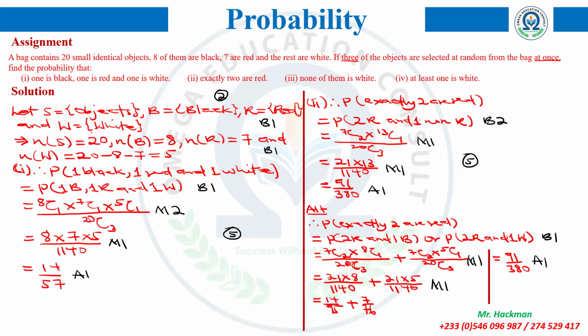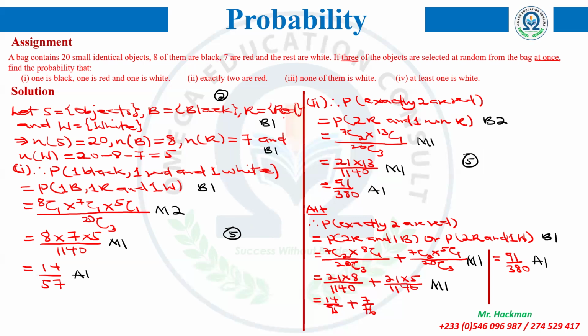We know that we are supposed to make a representation of some sort before we extract the information, the data in the set form. So quickly, we know we are supposed to start by writing let. We are going to let S be equal to your sample space, which is your set of objects. Then B will be equal to a set of black objects. R will be equal to red.